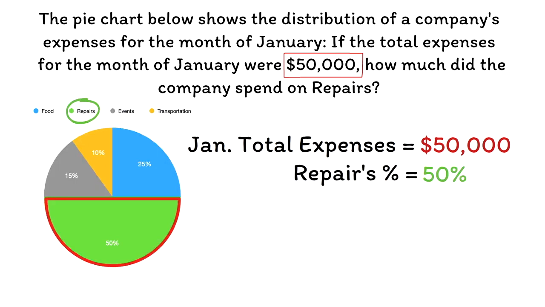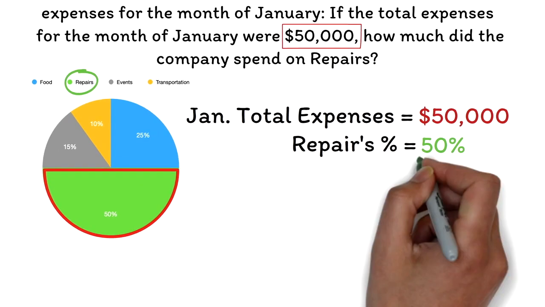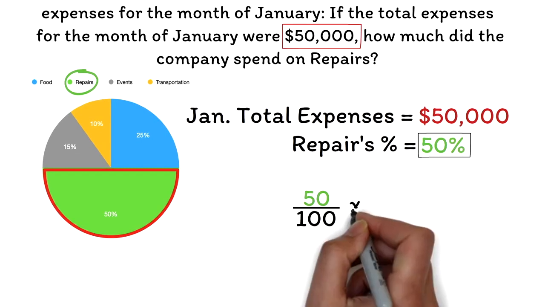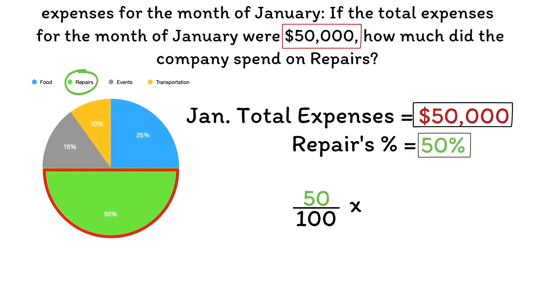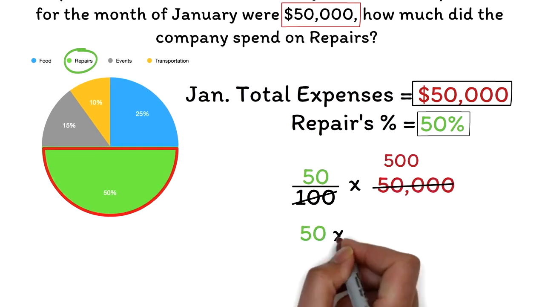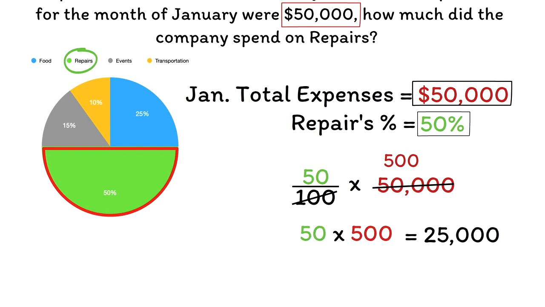To find the amount spent on repairs, we multiply the percentage of repairs with the total expenses. Hence, 50%, which is the same as 50 divided by 100, multiplied by the total expenditure, which is $50,000. To simplify this, 100 goes into itself once, but into 50,000 500 times. This leaves us with 50 times 500, which is 25,000. This implies that the company spent $25,000 on repairs out of the total expenditure of $50,000.